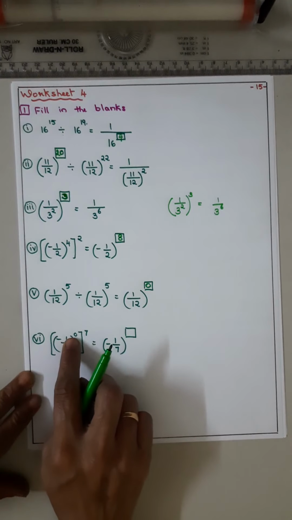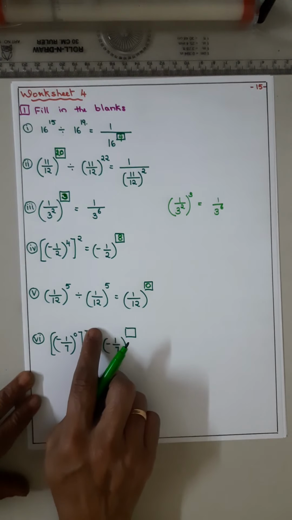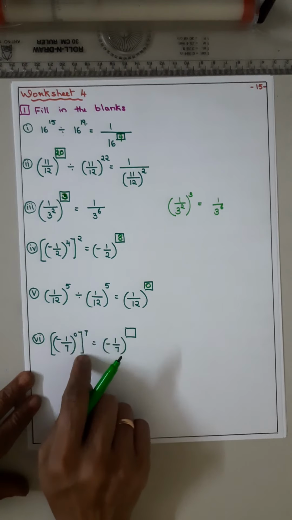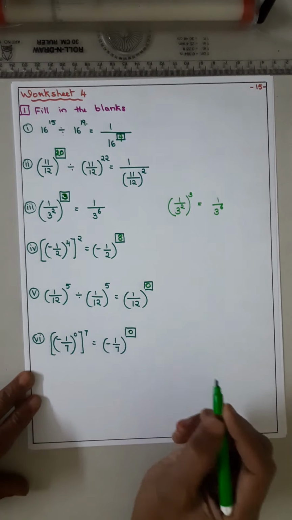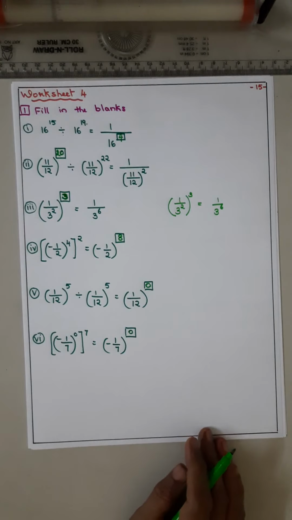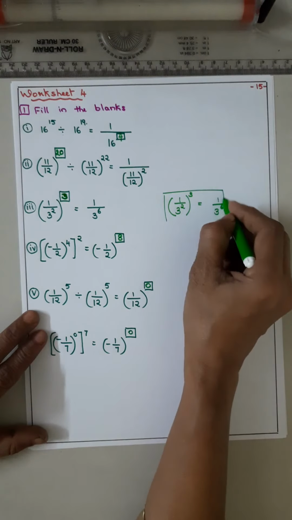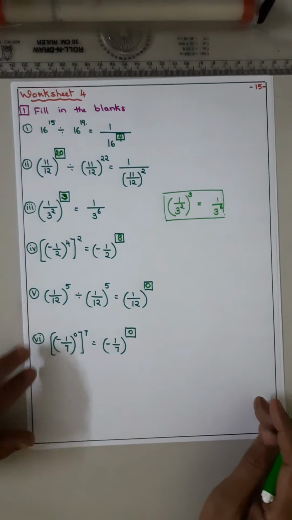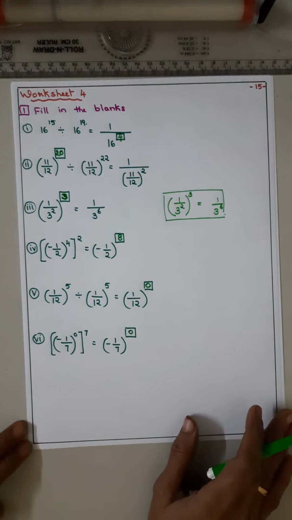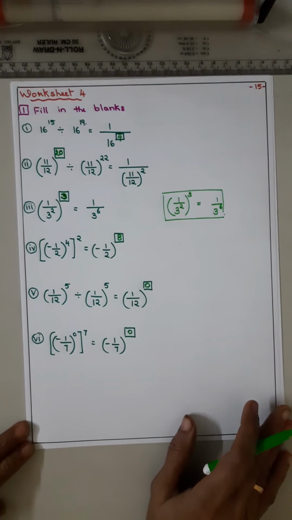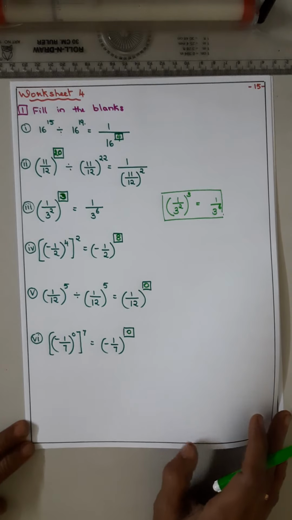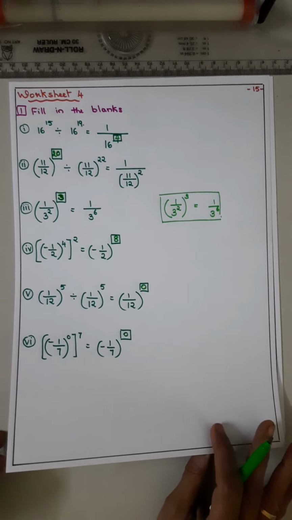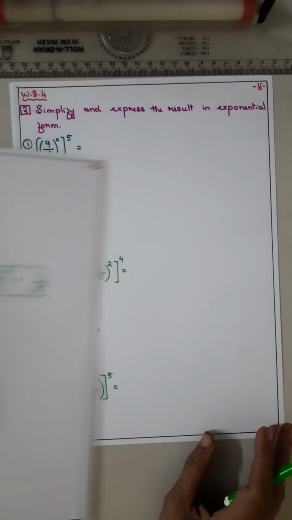Here it is 0 power. The bracket and 7 power is 7. So what will we do? Bracket is there. That means multiply. 0 into 7 is 0. Clear? Hope everyone understood the fill in the blanks. Be careful which law we have to use, you have to think. Okay? So that was about worksheet 4, question number 1.